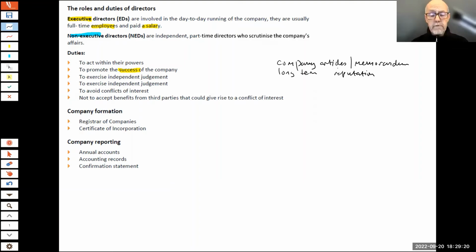They also have to exercise independent judgment. Yes, it means they've got to think about what they do. There may well not be a book of rules and guidance notes for every situation that can arise. So directors should be highly capable people, highly experienced people, who can deal with situations that arise.